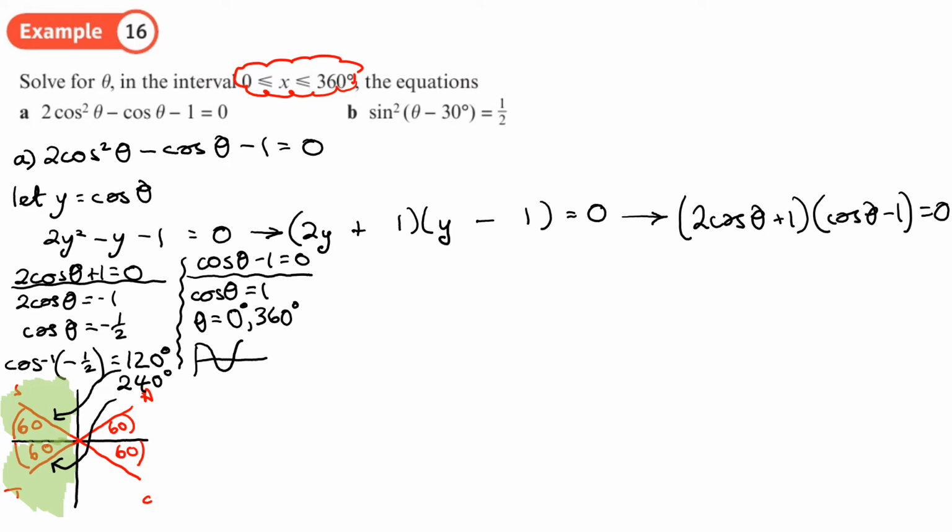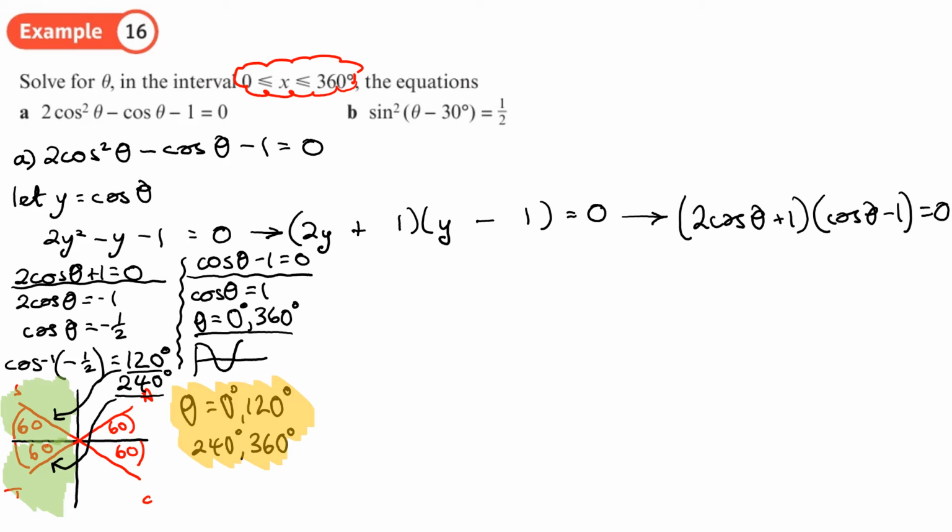So the final solutions are, we've got these two and these two here. So theta is 0, 120, 240, and 360. Let's just highlight those. So that's part A. You notice that what we did was factorize it, look at the two brackets, made them equal to 0, found the principal solutions, and then found any other solutions as well from our CAST diagram or the graph.